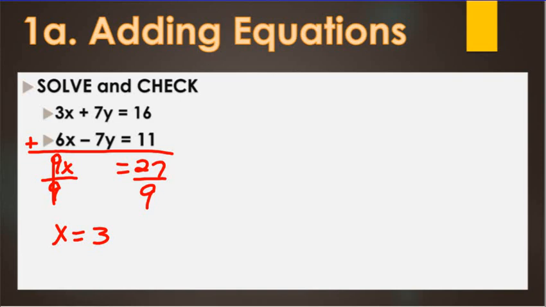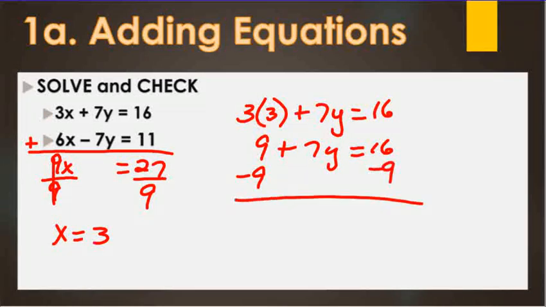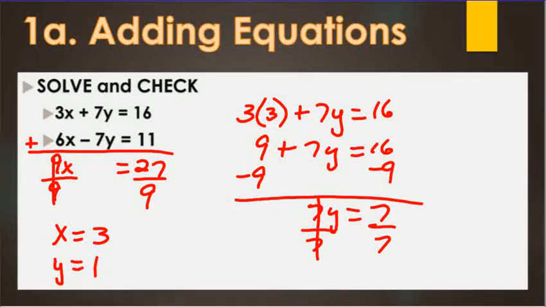Now I have to substitute 3 into one of the two equations above. I'm going to use the top one. So 3 in for x plus 7y equals 16. 3 times 3 is 9 plus 7y equals 16. To get 7y by itself, I'm going to subtract 9 on both sides. I end up with 7y equals 7. To get y by itself, I divide by 7. Y would equal 1. So this would be my answer, x is 3, y is 1.